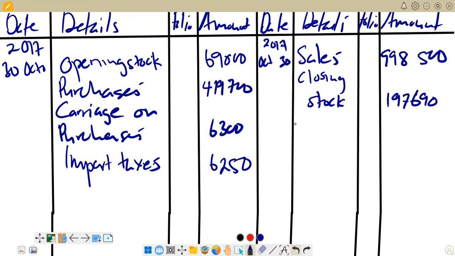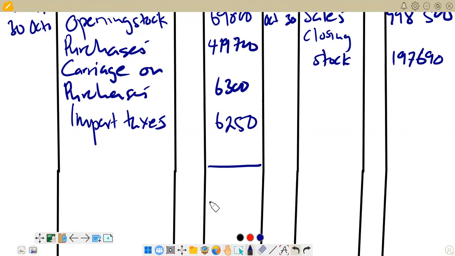Then we can balance our trading account. Remember, we've exhausted all the information that we have in terms of items that we should post under the trading account. So we add the total of the debit, we add the total of the credit, then we compare which one is greater. You see that the total on the credit side is greater than what we are having on the debit. So we are just going to enter the total of the credit side on both sides. If you add the credit side correctly, you are supposed to get 1,196,190. This is the same total that comes between the double lines on the debit side.